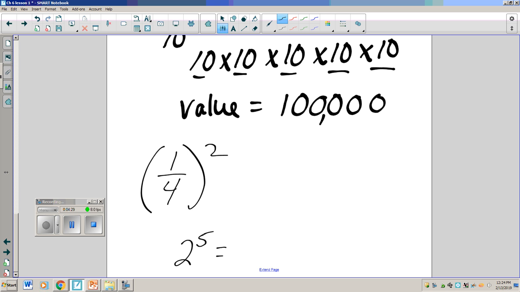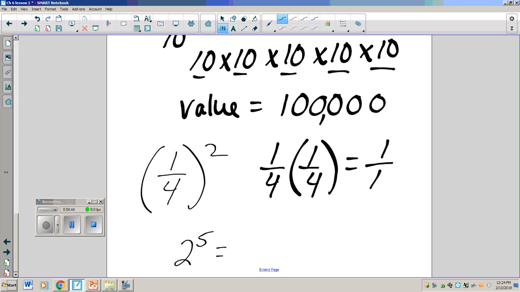Next example is 1/4 squared. Everybody's favorite fractions. Write 1/4 times 1/4. Put the second one in parentheses. It's easier to read. Multiply the numerators, you get 1. Multiply the denominator, 16. So 1/4 squared is 1/16.